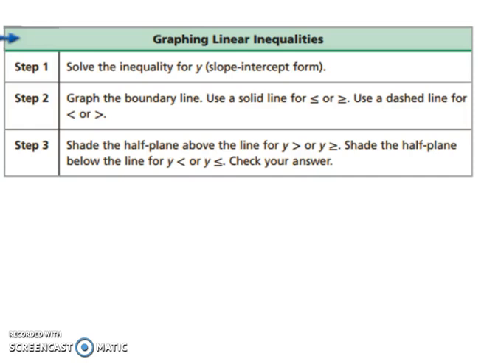There are 3 steps when graphing linear inequalities. Step 1. Solve the inequality for y. This puts it in slope-intercept form, something you're familiar with when it comes to graphing. Step 2. Graph the boundary line. So that's when you're going to just graph that equation. Now, when you do so, you have to decide whether it's going to be a solid line or a dashed line. And then in step 3, that's when you shade. Do you shade above or below?